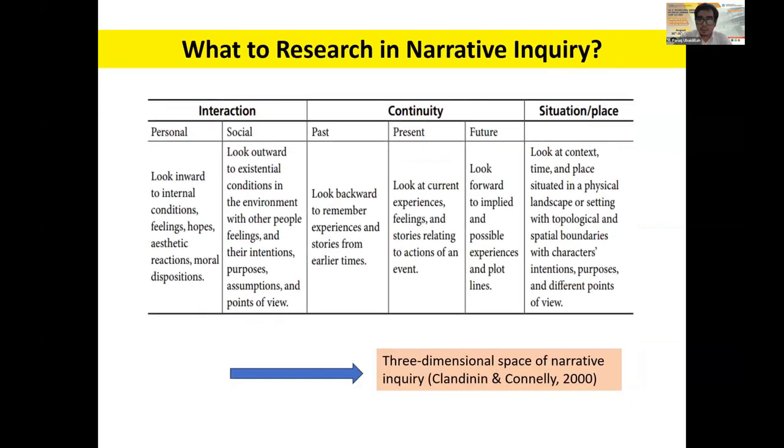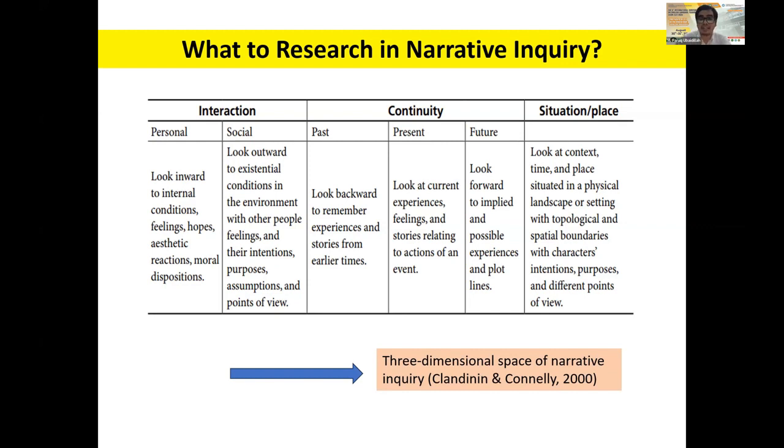And when you already understand that experience is a story, what do you research from your experiences? Take a look at this table, ladies and gentlemen. Clandinin and Connelly used the term three-dimensional space. So the three-dimensional space of narrative inquiry. Take a look at this one. We have interaction, we have continuity, or some scholars say temporality, which deals with time. And the next one is situation or place.